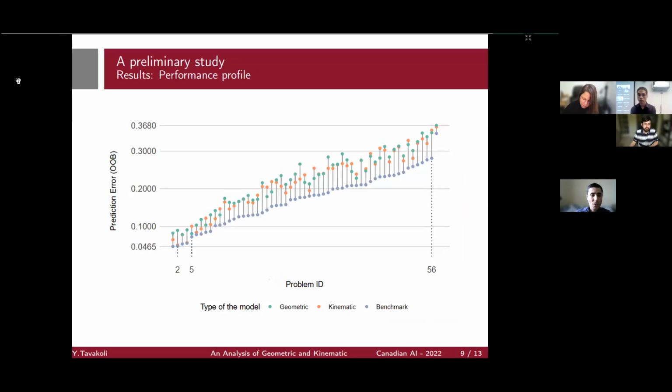All right. So in this graph, if both the green dots and the orange dot actually approach the benchmark, which happened to be the purple, then we know that both geometric and kinematic models perform very well. Of course, this is not the case all the time. So the fabric of this picture is very, very mixed and varied.